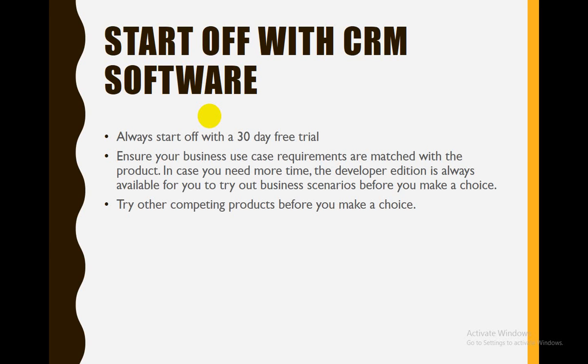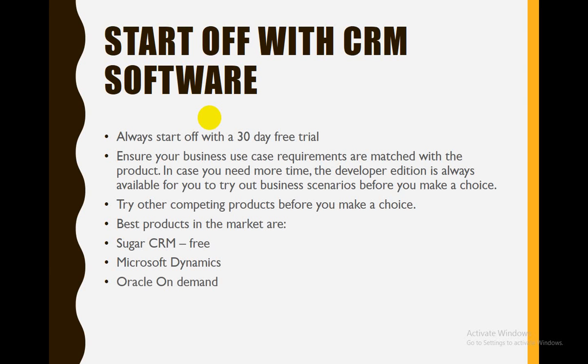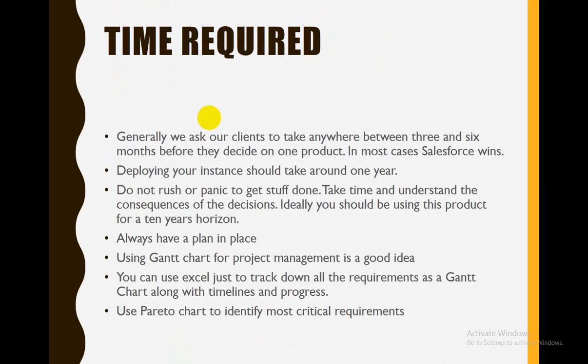Ensure that you choose from multiple products in the catalog before you choose one. So I'll say try between Sugar, Microsoft Dynamics, Oracle On Demand, Zoho, and of course Salesforce. They'll all give you 30-day free trials. Choose the one which you like, and once you decide on the product, a couple of clients ask me how much time we need to fix this. There's no right answer. How much time do you need? Anywhere between 6 months to maybe less than 2 years.